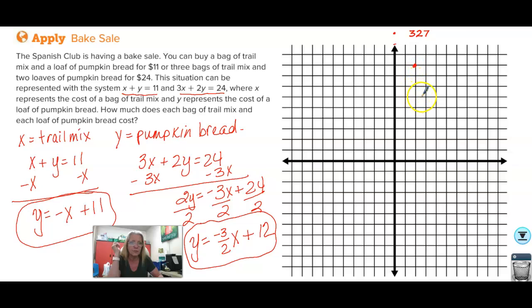Down 2, 3, right 2. So try to get some kind of a line here. And this is not the greatest line ever. Not even close. Alrighty. And then the other one I'll graph in blue. The other one has a y-intercept of 11, which is right here, and a slope of negative 1. Negative 1 says down 1, right 1, down 1, right 1.